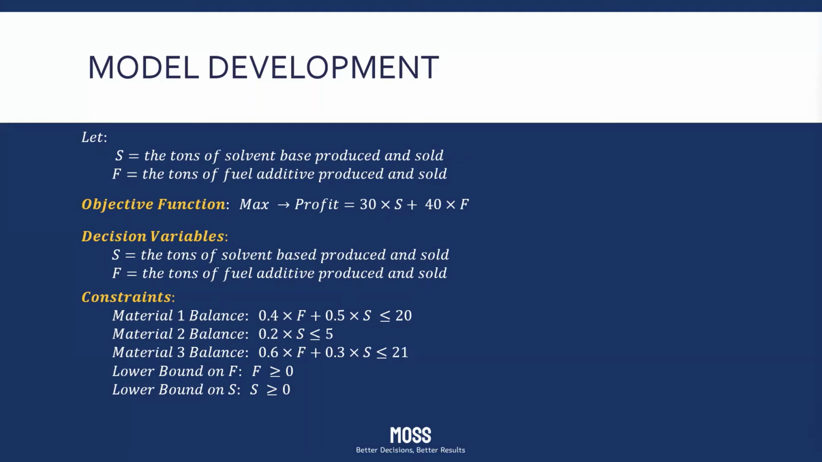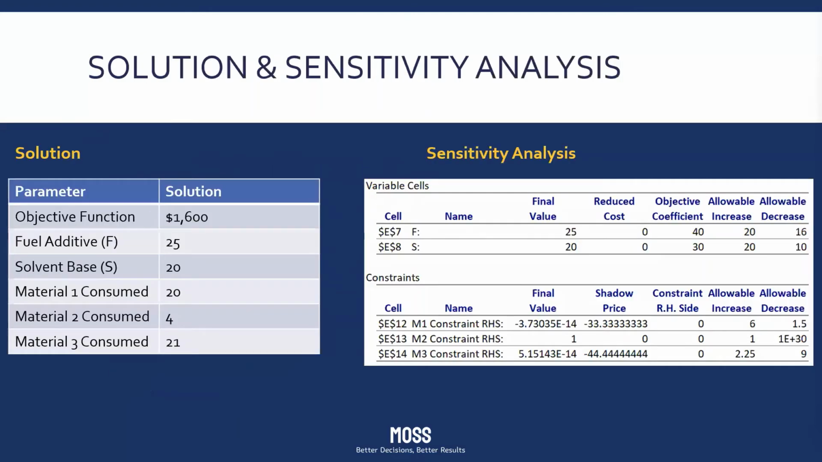And similarly for material 2 and material 3. And finally, we have a non-negative bound placed on F and S. They must be greater than or equal to 0. As we know, we can't take on negative values for these products.